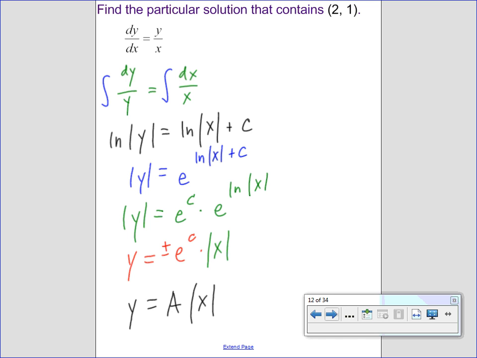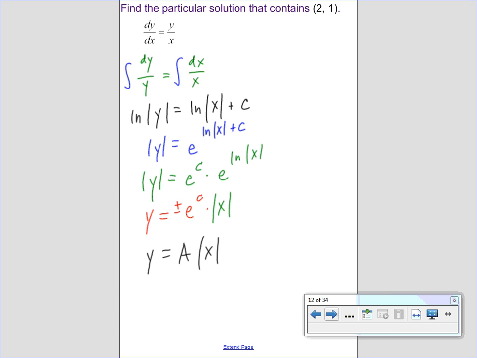And now when I plug in the (2, 1), I see that x is 2, and the absolute value of 2 is 2. And y is 1, and so a must be 1/2. Are you guys getting 1/2? Yes? Awesome. So I probably should show that. So 1 equals a times 2.